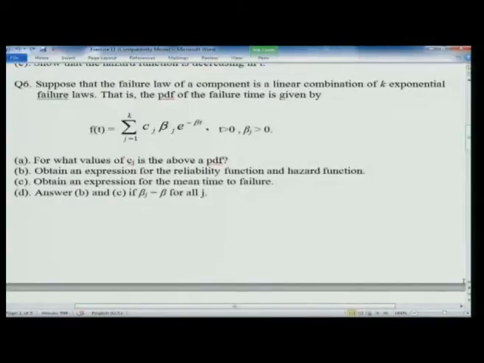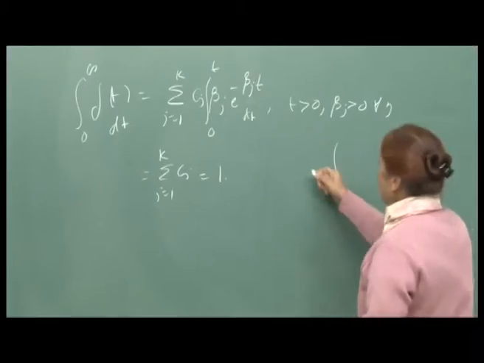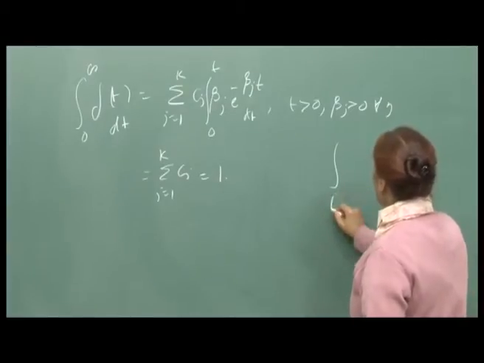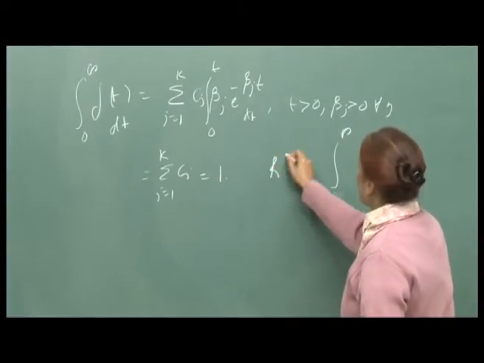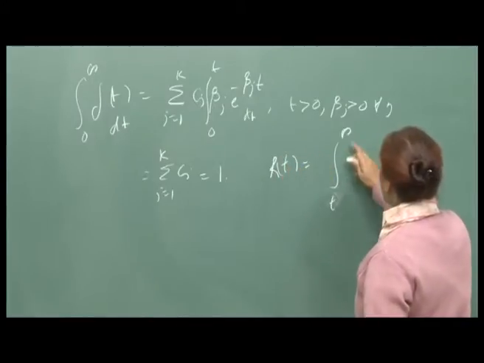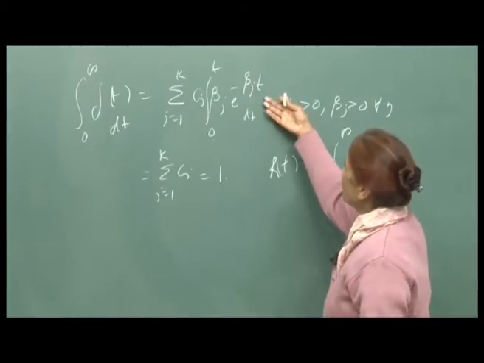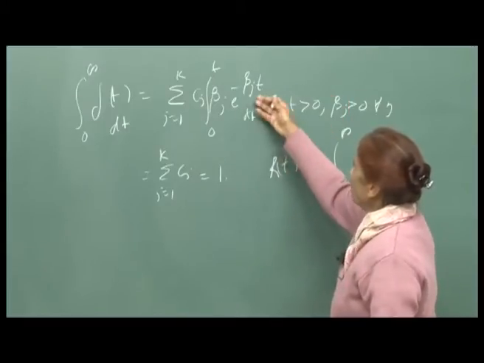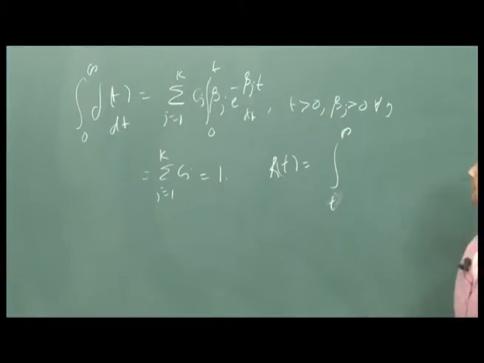Then obtain an expression for the reliability function and hazard function. Obtain an expression for the mean time to failure. See here again, because it is a summation, the same principle you will use for the reliability. So, R t, when you integrate from t to infinity, you can again integrate separately, and so it will be a convex combination of all the separate reliability functions, R 1, R 2, R k. So, it will be C 1 R 1 plus C 2 R 2 plus C k R k.